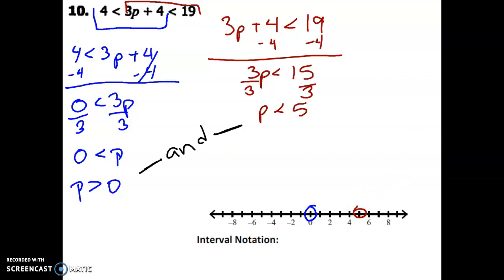So all the things that are greater than 0 go to the right. All the things that are less than 5 go to the left. So I'm going to end up with this center part colored in.